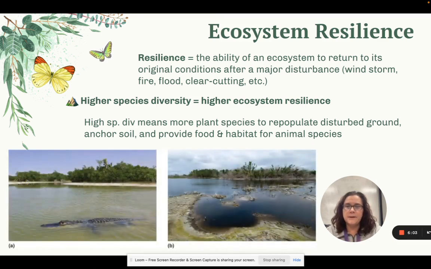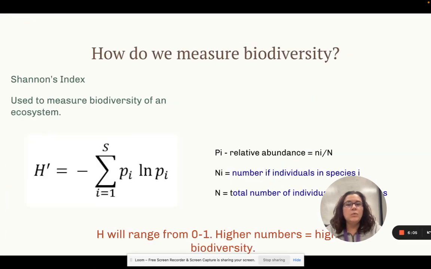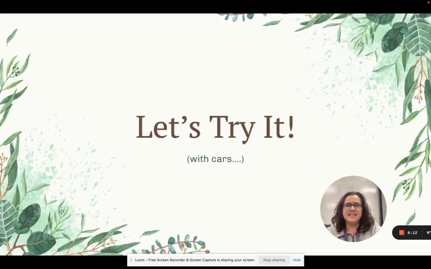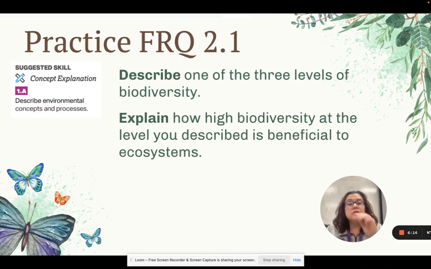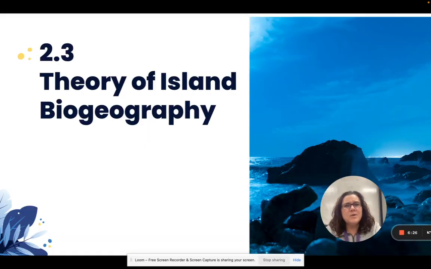That's helpful, right? Now, we're going to measure biodiversity in class. I'm going to skip this a little bit because we're going to use it. It looks really complicated. Don't worry, it's not. We'll be fine. All right, so you've got an FRQ to practice now, which is to describe one of the 3 levels of biodiversity that we talked about in the beginning, and to explain how high biodiversity at whichever level you picked is beneficial to an ecosystem.